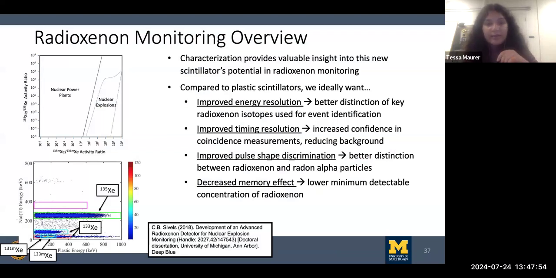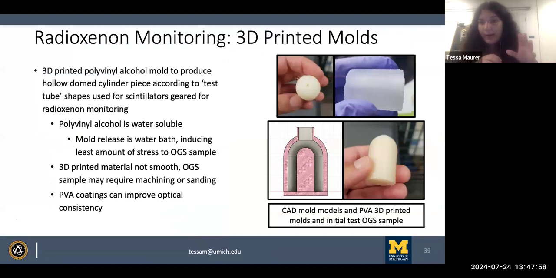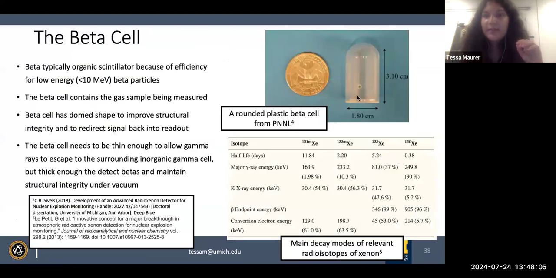And I'll skip through this slide and this slide. But actually, casting the shape that we need for the beta cell, I will go back one slide. This plastic beta cell you see here next to the corner is made entirely of plastic and it's hollow. And that's what they would actually use in the field. You'd fill the gas sample you're trying to measure into that. And so it's a very specific shape. That's why we were excited about organic glass, because it's very customizable.